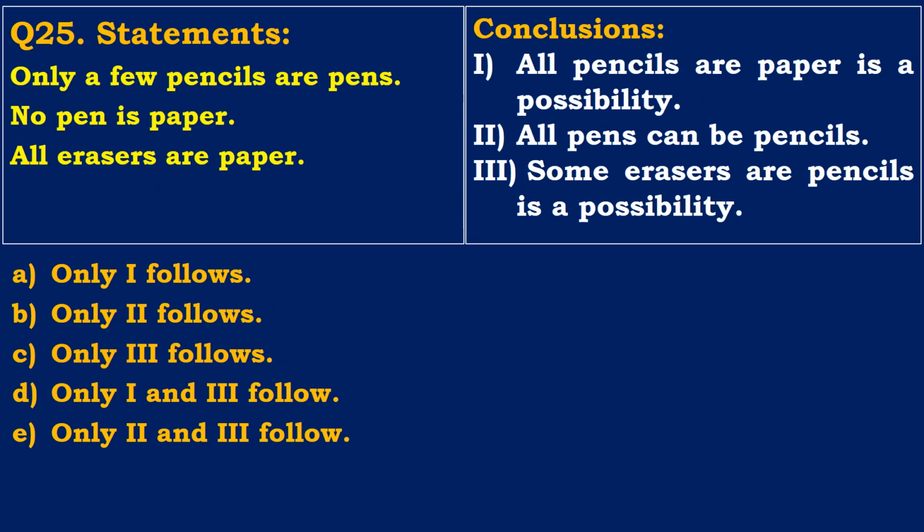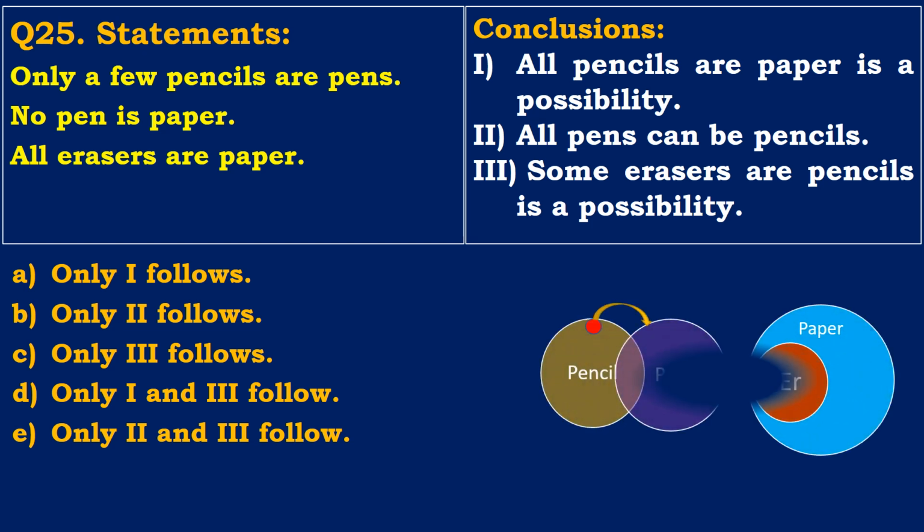Challenge 25. Only a few pencils are pens. No pen is paper. All erasers are paper. Conclusions: All pencils are paper is a possibility. All pens can be pencils. Some erasers are pencils is a possibility. Statement 1 clearly says that only a few pencils are pens, not all. Hence, conclusion 1 is wrong.